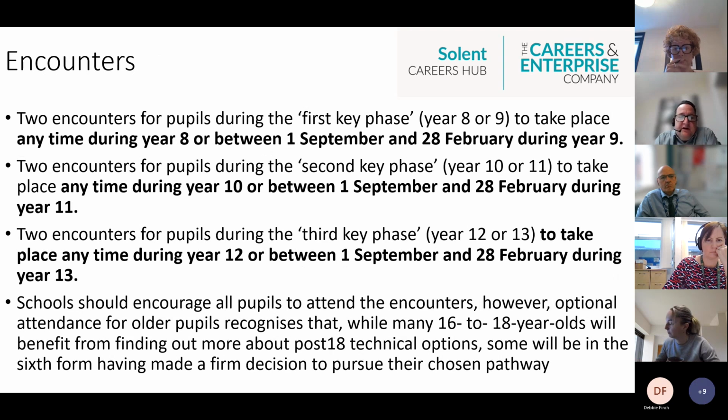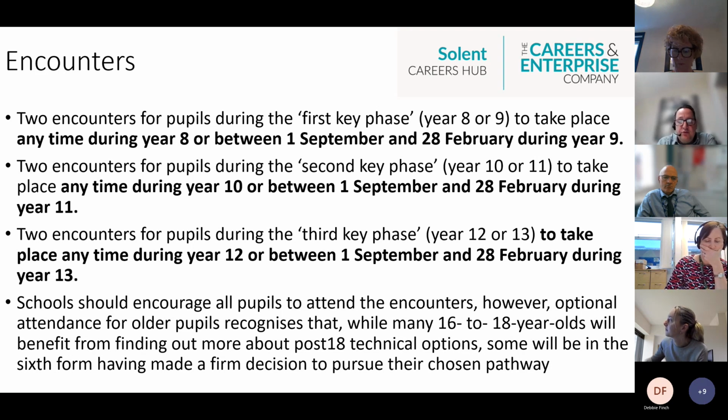So the encounters: 2 encounters for pupils during the first key phase to take place any time during year 8 or between the 1st of September and the 28th of February during year 9. So this 28th of February seems to be a date that's set in stone. All of your encounters need to take place for that group by that period of time. We don't have any information about why that. The only conclusion we can draw is to allow those young people the remainder of that academic year to reflect and review and look going forwards. This also is the same for the year 10 group. And then for the 2 encounters for the third key phase, which is year 12 or 13, they also take place during that time.